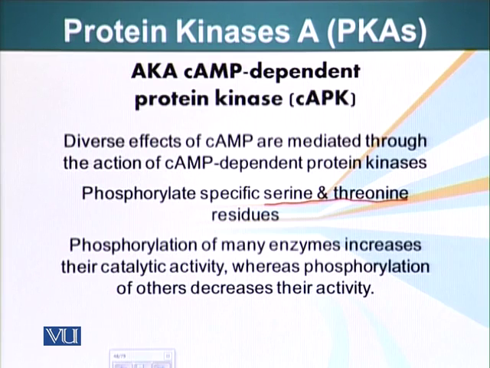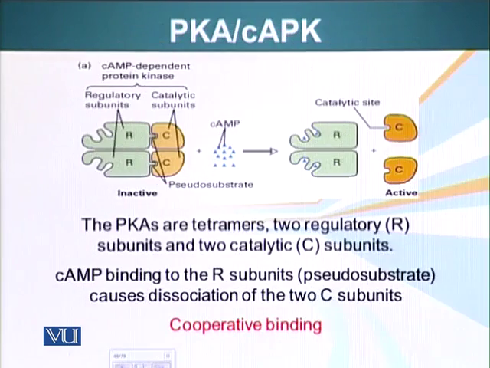Phosphorylation of many enzymes increases their catalytic activity, whereas phosphorylation of other enzymes inhibits their activity. We'll see examples of both these scenarios. First of all, let's see how cyclic AMP activates PKA, protein kinase A. Protein kinase A in the cytoplasm is in inactive form if the cyclic AMP is not present. It is made up of 4 protein subunits, 2 catalytic subunits, 2 regulatory subunits.